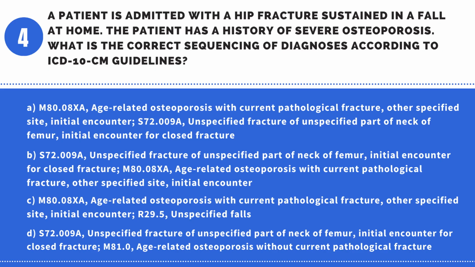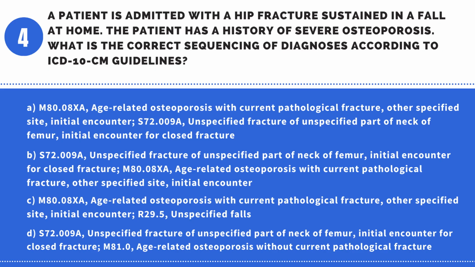A. M80.08XA, age-related osteoporosis with current pathological fracture, other specified site, initial encounter. S72.009A, unspecified fracture of unspecified part of neck of femur, initial encounter for closed fracture. B. S72.009A, unspecified fracture of unspecified part of neck of femur, initial encounter for closed fracture. M80.08XA, age-related osteoporosis with current pathological fracture, other specified site, initial encounter.